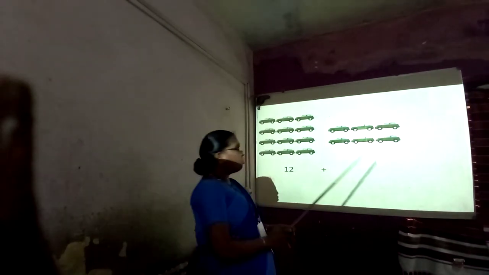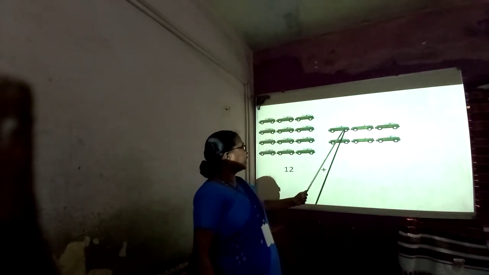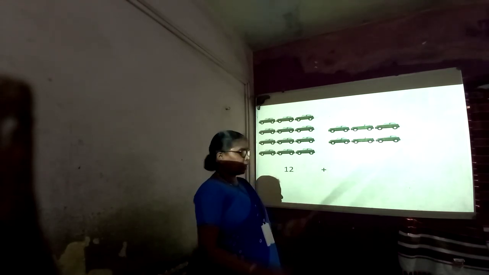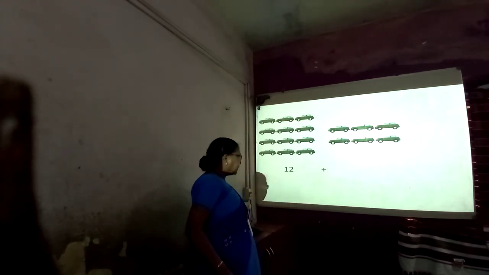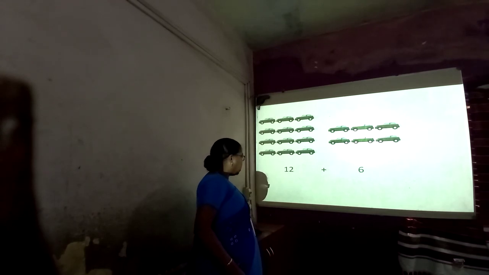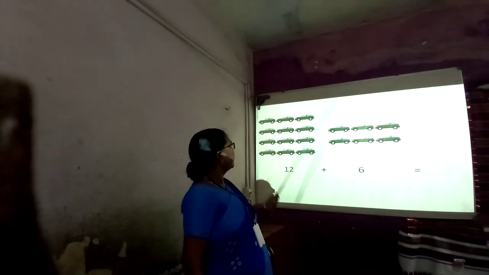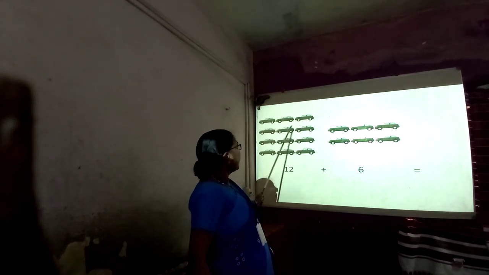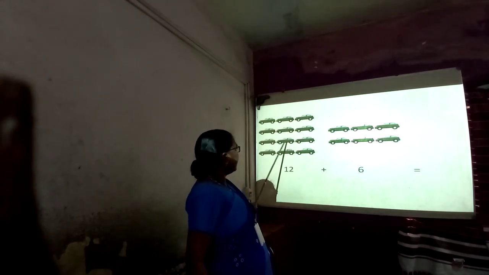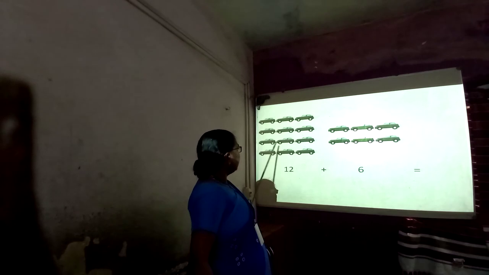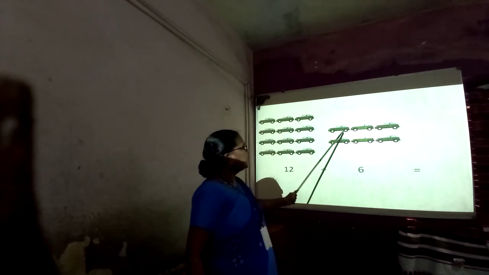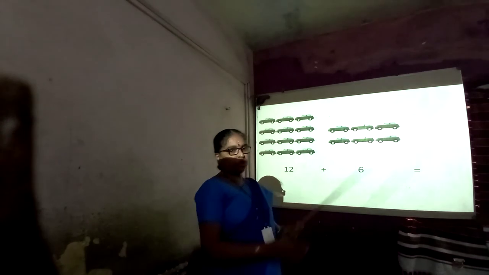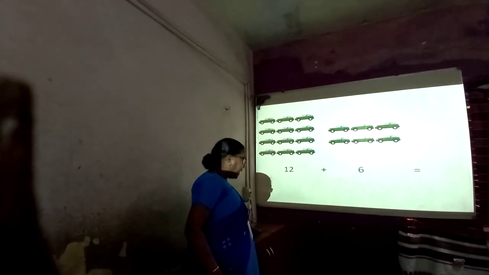12 plus, let's count how many cars are here in the second group. 1, 2, 3, 4, 5, 6. How many cars are there? 6 cars. Is equal to, now let's count together. 1, 2, 3, 4, 5, 6, 7, 8, 9, 10, 11, 12, 13, 14, 15, 16, 17, 18. Total we have 18 cars.